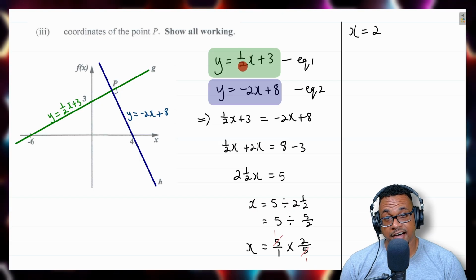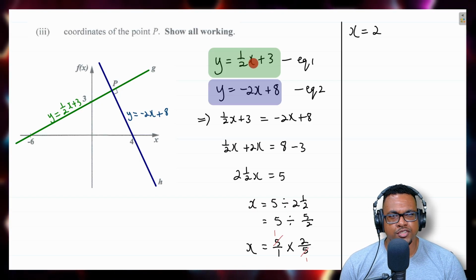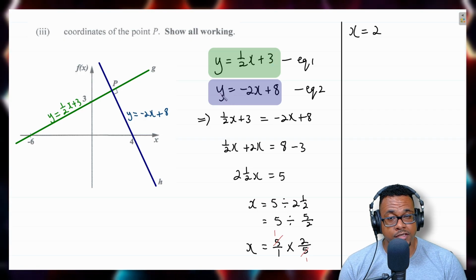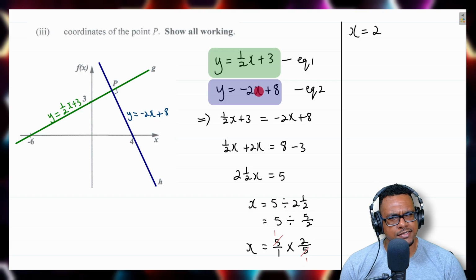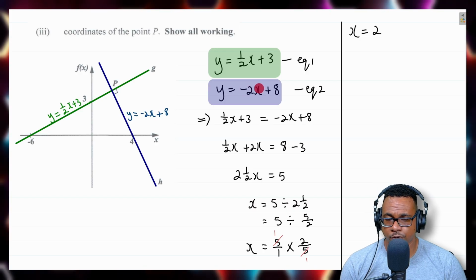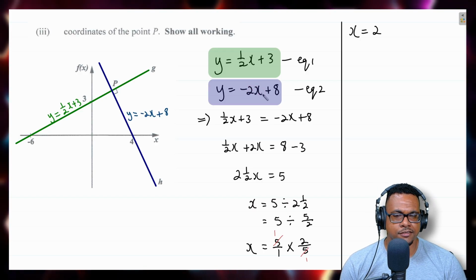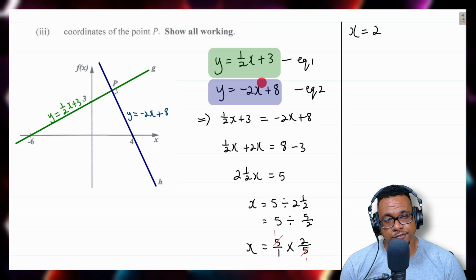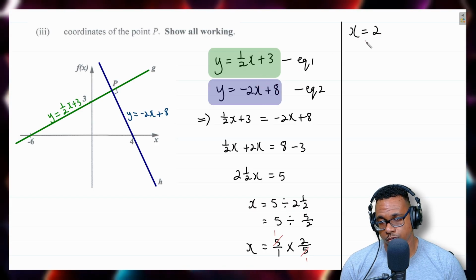So think about it as a half times 2. That's just 1. So you're going to put 1 plus 3, which is 4. So y is 4. Or you can use equation 2, where we have y is equal to negative 2 times x. And remember, x is 2. So that's negative 2 times 2, which is negative 4. And negative 4 plus 8 is 4. So it doesn't matter which equation you use. You're going to get y is 4 when x is equal to 2.